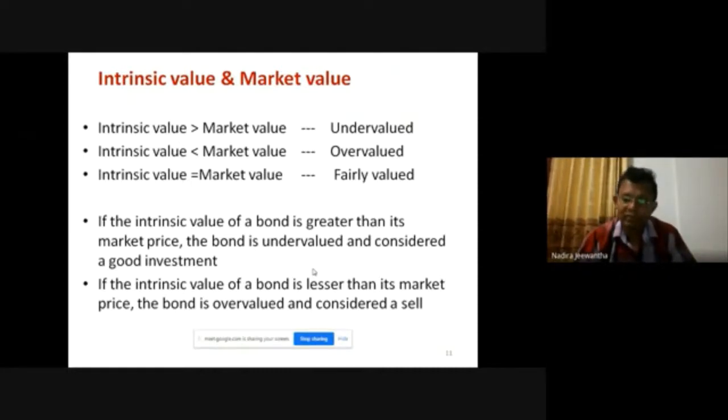There is no value. So you don't take it. Overvalued, you don't purchase. Why? The true value is lesser than the market value. So basically understand it in that way. See the relationship between intrinsic value and the market value.